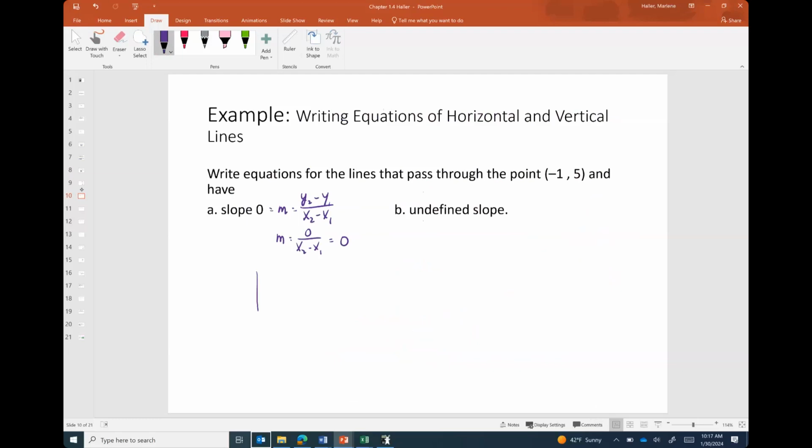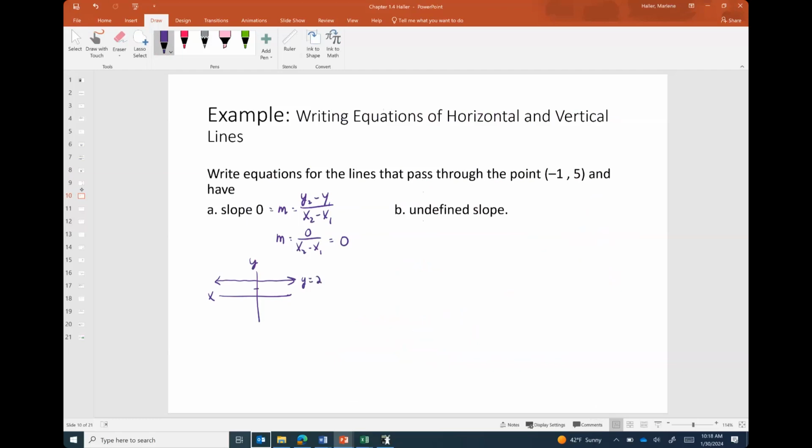So what would that look like? Well, if there's no difference in the y-coordinates, that means it's the same distance from the horizontal axis, so it has to be a horizontal line. This one right here, we would say is y equals 2.